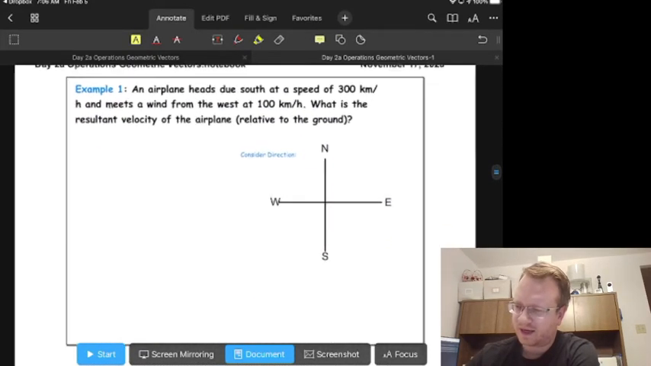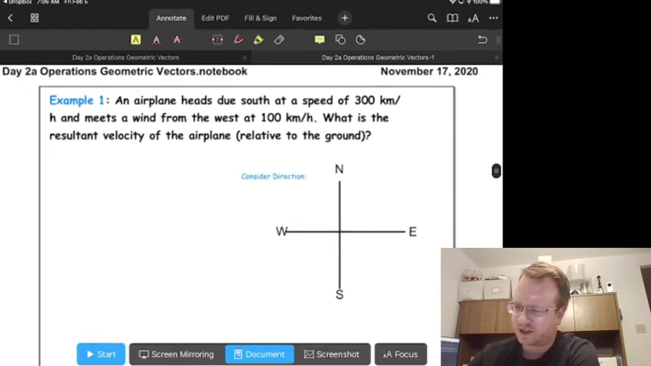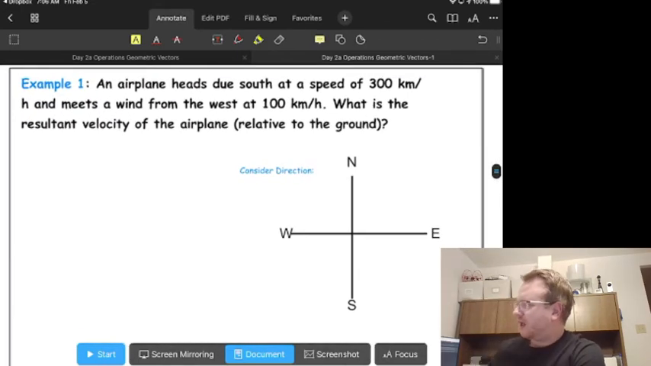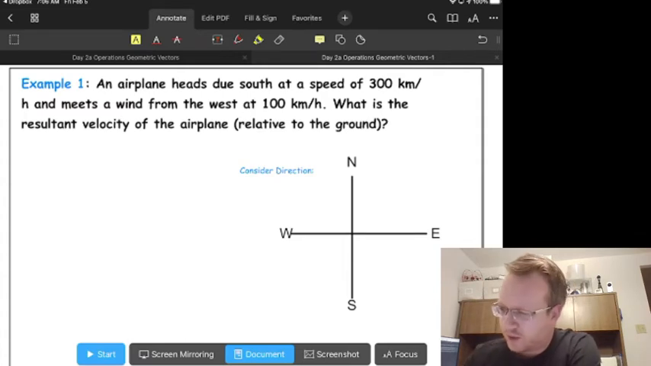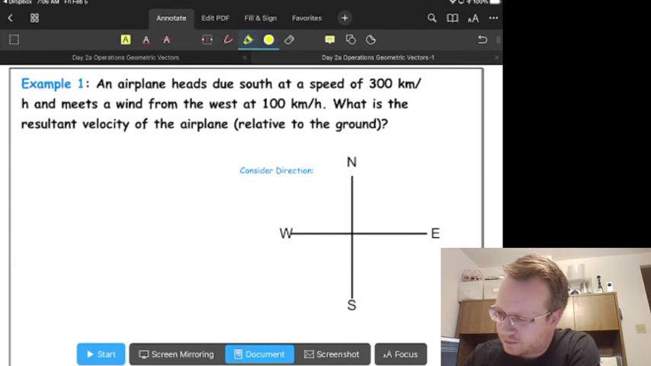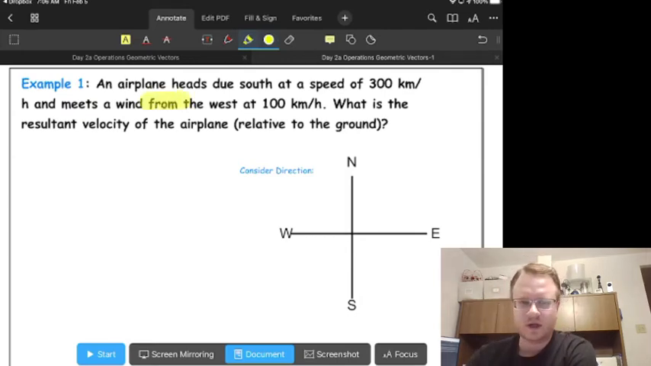Let's take a look at an example, and we'll start doing some calculations now. An airplane heads due east at a speed of 300 kilometers per hour and meets a wind from the west. So read carefully, from the west. I'm going to highlight that immediately. At 100 kilometers per hour. What is the resultant velocity of the airplane relative to the ground?